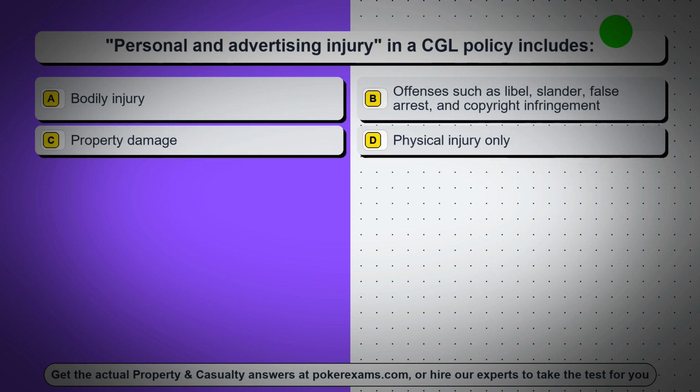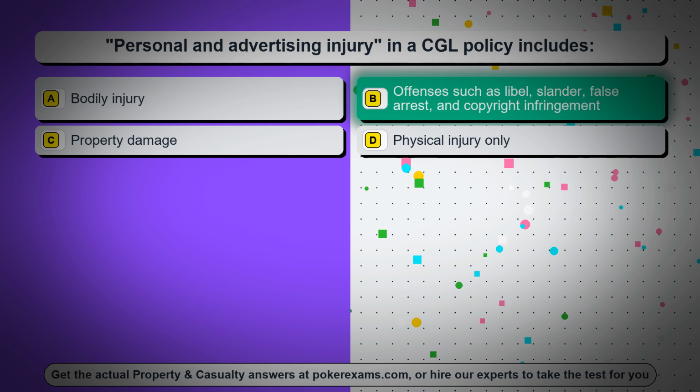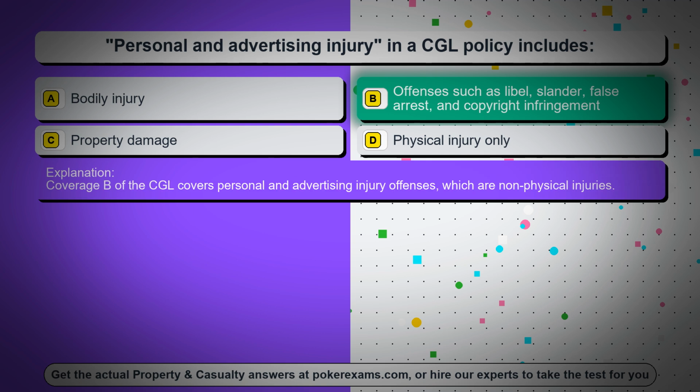Question 43. Personal and advertising injury in a CGL policy includes: Option A, bodily injury. Option B, offenses such as libel, slander, false arrest, and copyright infringement. Option C, property damage. Option D, physical injury only. The correct answer is option B, offenses such as libel, slander, false arrest, and copyright infringement. Coverage B of the CGL covers personal and advertising injury offenses, which are non-physical injuries.